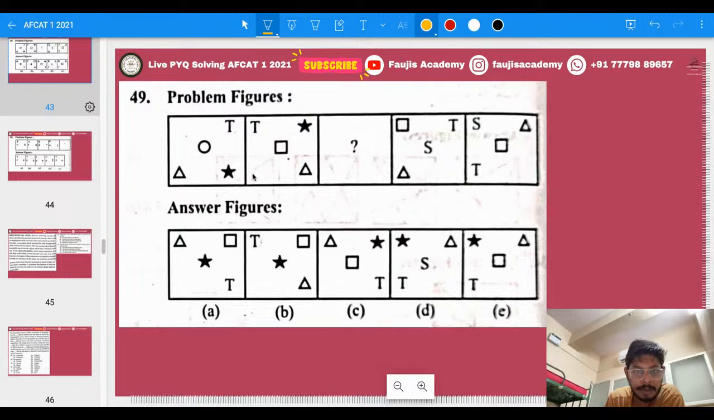triangle moved to the right corner. Okay, triangle moved to the right corner. So, this is the orientation, then this is the orientation, right? So now, what will happen? This will be the orientation, right? Okay, 49, guys. What do you guys think about 49?